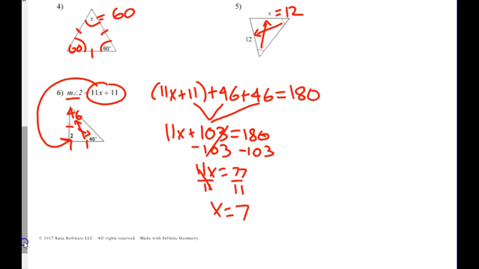So those are the types of problems you'll see today. You'll have to order sides and angles today, and you'll also have to find missing values solving for x, given what you know about isosceles triangles.